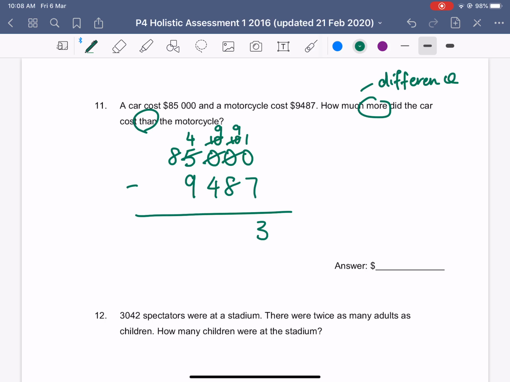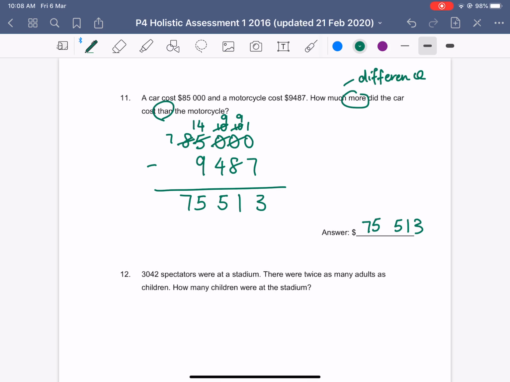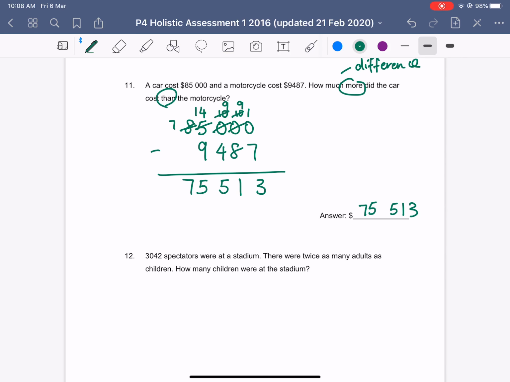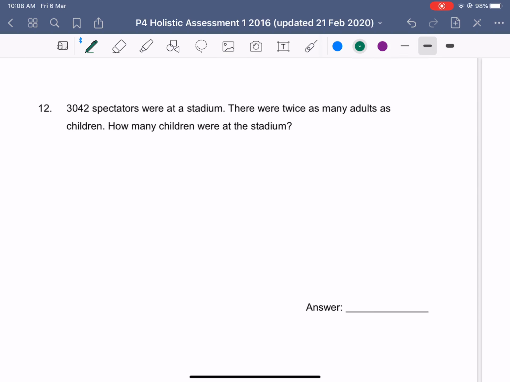9 minus 8 is 1, 9 minus 4 is 5. I have to regroup here to get a 14. 14 minus 9 is 5 and 7. So 7, 5, 5, 1, 3. Okay, with careful subtraction, this should not be a problem. Now let's look at question number 12.